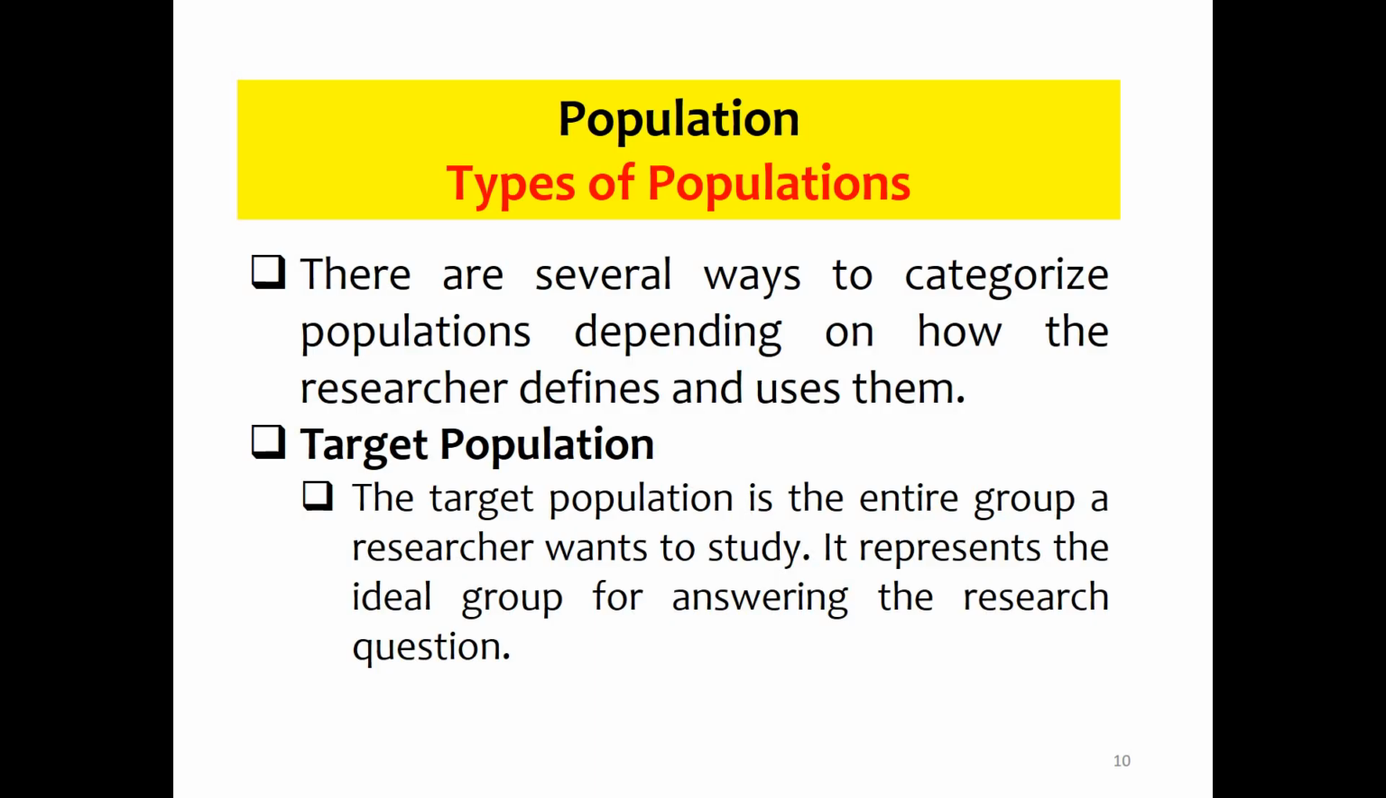Now we will discuss several categorizations of the population of the research field for your better understanding. The first one is the target population and accessible population. The target population is a population defined broadly. It means the entire group or the population. It is the ideal group for answering the research objective or questions.